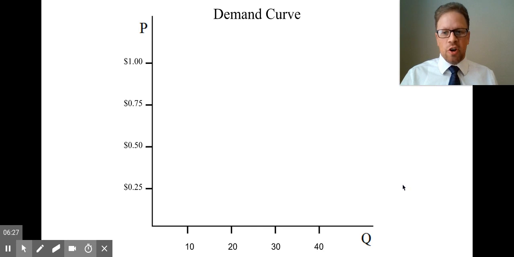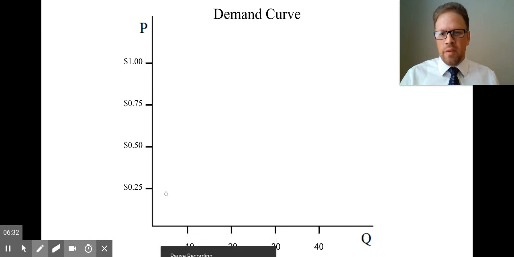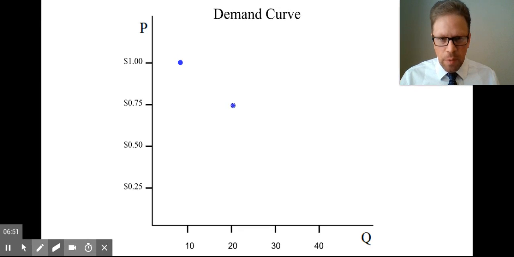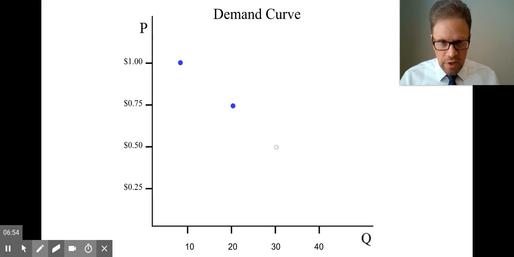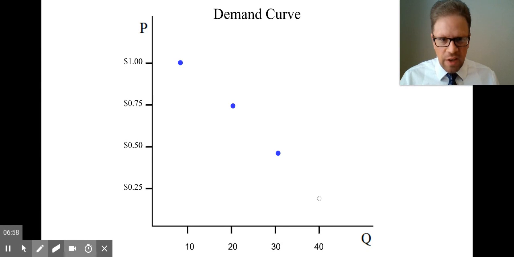So a demand curve. All right. How this works? Well, the information you had in your demand table or your demand schedule, you basically plot that. So for $1, 10 people willing to buy Mountain Dew. If we drop that to 75 cents, now 40 people willing to purchase. We drop it to 50 cents, now it's 30 people willing to purchase. We drop it to 25 cents, 40 people willing to purchase.